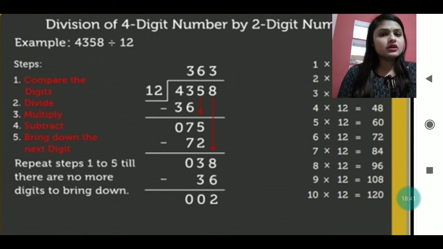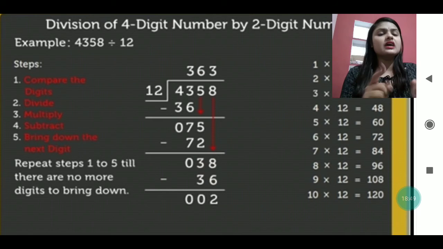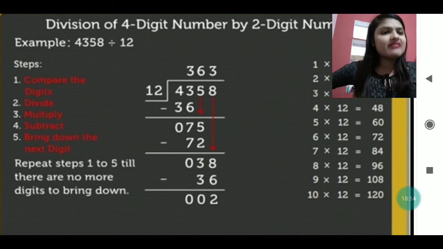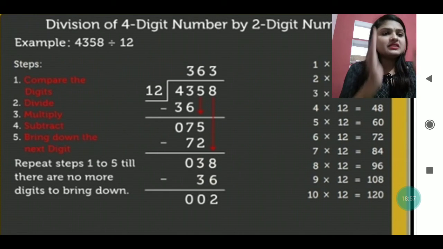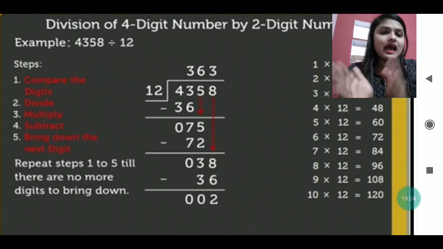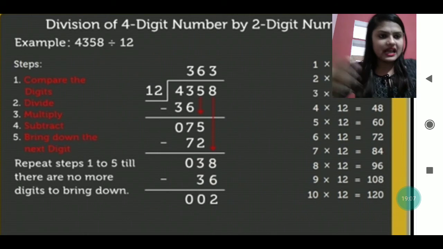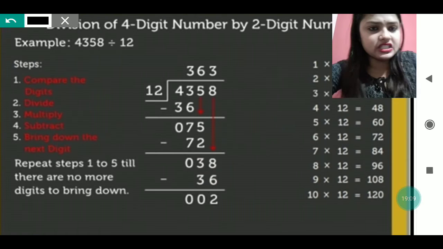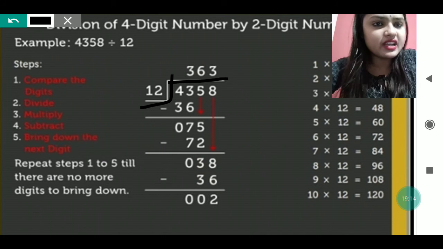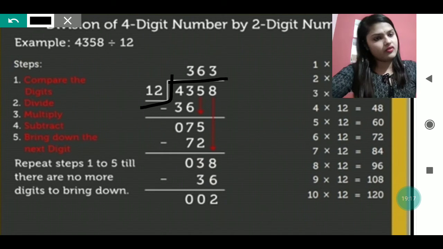So how will you do it? Step by step; the steps are also given. First we will arrange the numbers. The dividend we will write in between, and the divisor we will write at the right corner, and then we will start the division. As you can see, this is how it is arranged. Now we will proceed.